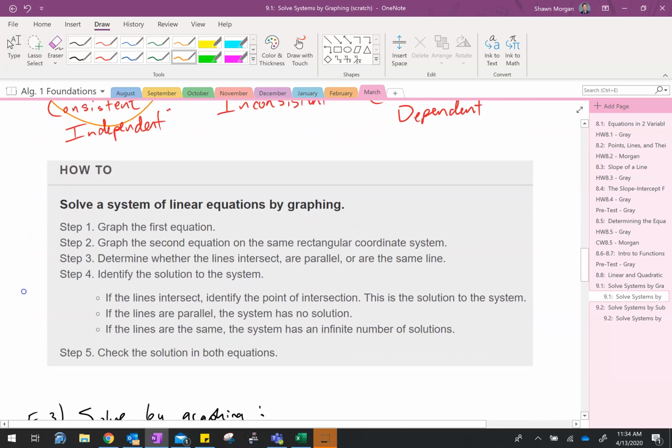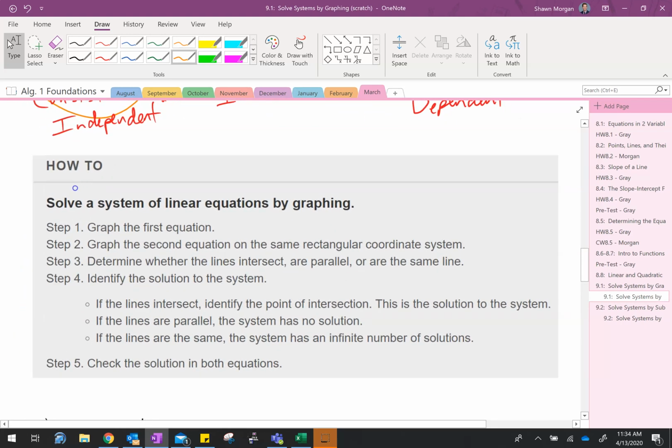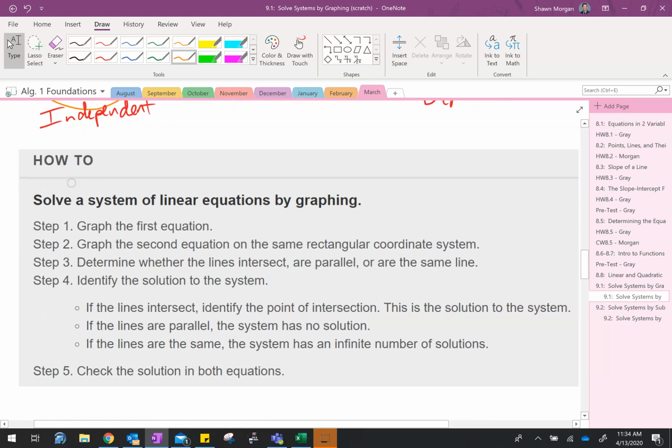Now, if you're one that likes a good step-by-step approach, this is the approach for you then. How to solve a system by graphing it out. I'll encourage you to pause the video now if you're watching at home, jot these steps down, and then we can move on with our next example. We'll use these steps in the next example.